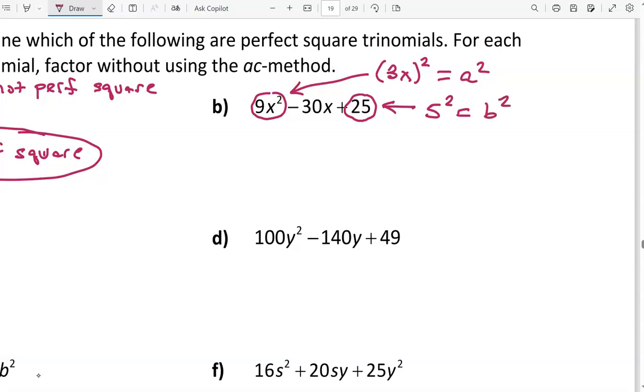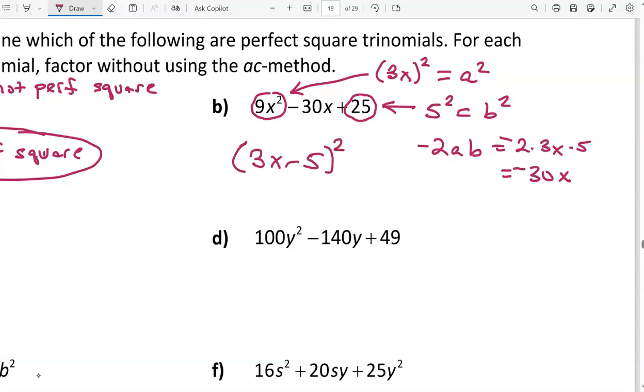That middle term is 2 times a times b, which is 2 times 3x times 5, which is 6x times 5, or 30x. Or it can be negative 2ab, which this one, in fact, is. And so this factors into 3x minus 5, the quantity squared.